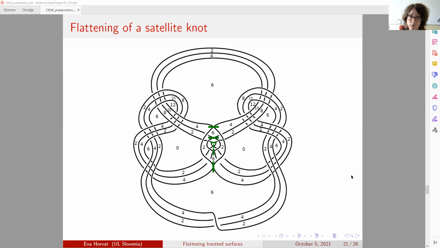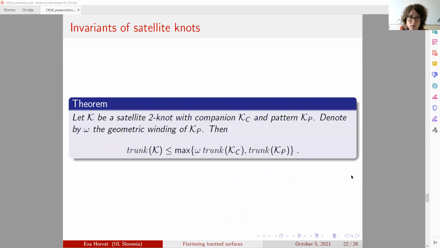And we also have a lot of rectangular regions in this diagram that come from either the edges or the vertices of the companion knot diagram. So by carefully analyzing all types of the regions, we may say a lot about their multiplicities, and then try to say something about our invariants of satellite knots. For example, we may obtain this result.